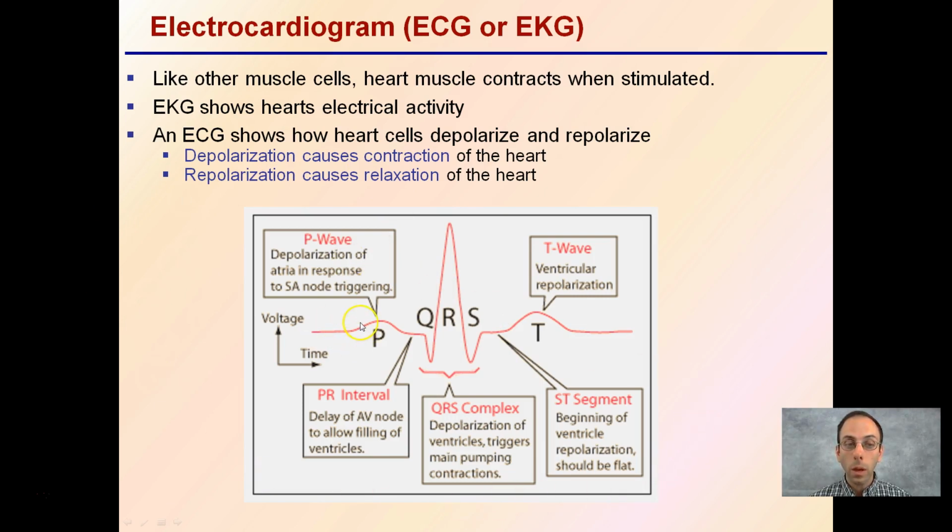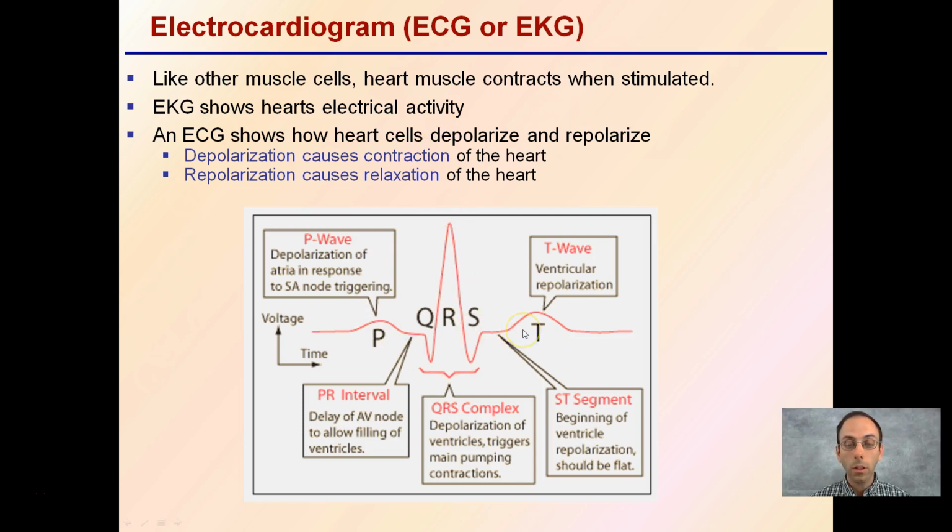We have something called a P wave, that's the depolarization of the atria in response to the SA node triggering. Then the PR interval here is a delay of the AV node allowing the filling of the ventricles. The QRS complex is a depolarization of the ventricles triggering the main pumping contractions. Notice it's a big peak here. It's the main contraction phase here.